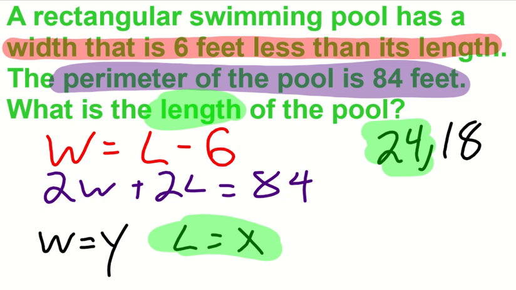Could they have the exact same problem and ask you what the width is? Yeah. So you have to be able to answer either one. It's from the same ordered pair. You just have to know which one's which. This equation here came from adding up all the sides: length plus width plus width, so there's two of each. Any other questions?